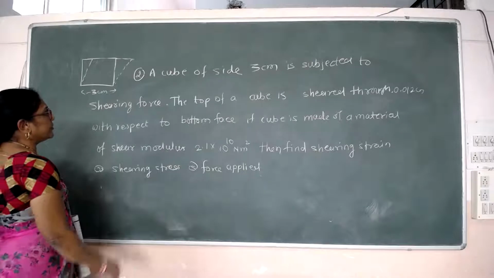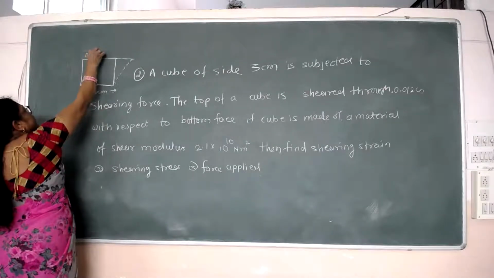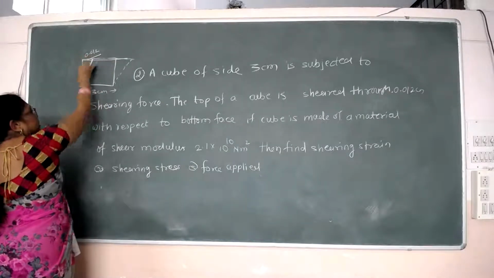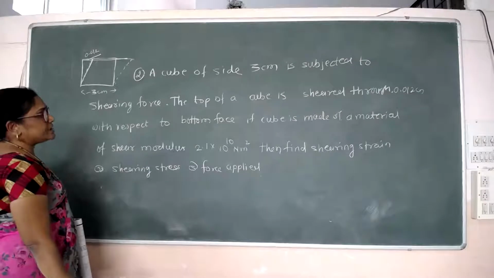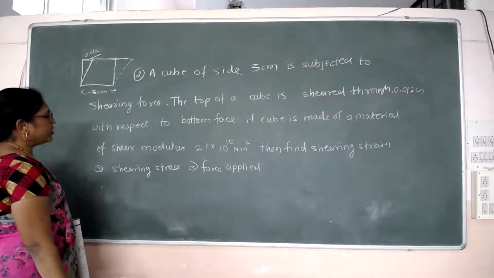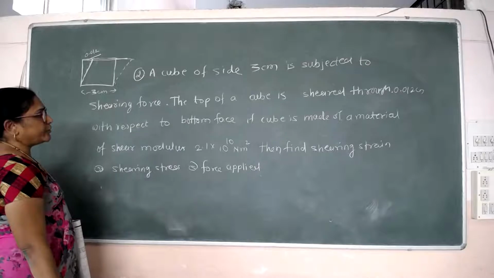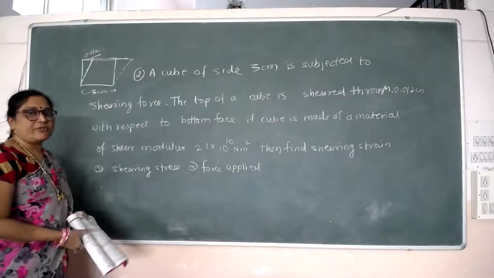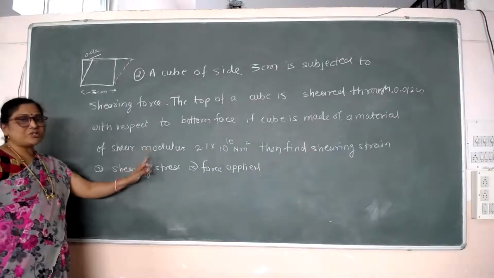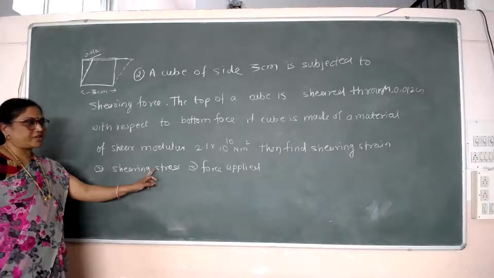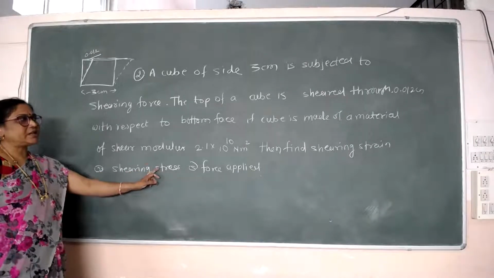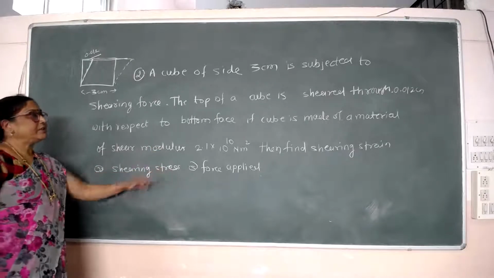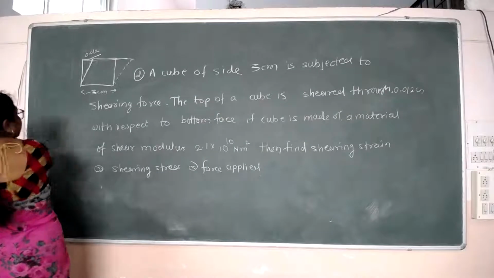With respect to the bottom, if this displacement is 0.012, only the upper surface is displaced by the tangential stress. Then the cube is made of a material of shear modulus 2.1 into 10 to the power of 10 Newton per meter square. Then find the shearing strain and shearing stress. We know that shearing stress is equal to force per unit area. First find out the shearing stress and shearing strain, that is the change in angular displacement. Find out the force. Then find out each value of the sub questions.